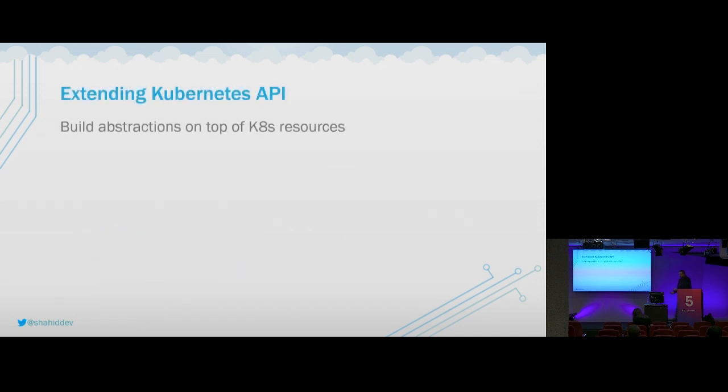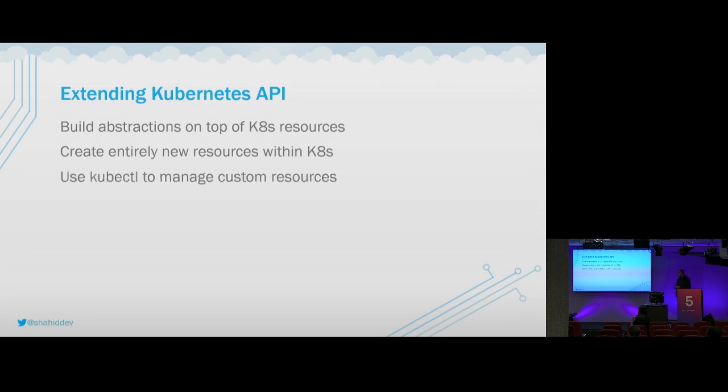So we've seen these admission webhooks give us the ability to take some control. What if we want even more control? What if we want to build abstractions on top of the Kubernetes resources? Much like Kubernetes itself with deployments, which are an abstraction on top of replica sets and pods. What if we want to create entirely new resources within Kubernetes, to deploy our domain-specific components, for example, and be able to use kubectl to manage them?